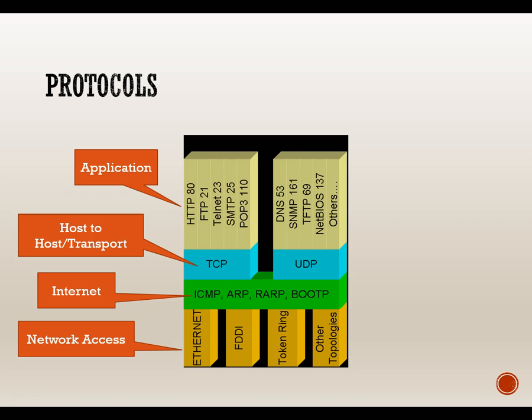A couple of additional slides, I guess. Protocols here. The protocols at the application layer, HTTP, FTP, terms you've probably heard, Telnet, SMTP, POP3, are all TCP-related. TCP, remember, uses the three-way handshake, connection-oriented, in order to start up. DNS, SNMP, TFTP, NetBIOS, and some others use UDP. UDP is connectionless, and we're going to discuss those in just a couple of minutes. At the internet layer we have ICMP and ARP, Address Resolution Protocol. Then down at network access, we have protocols like Ethernet, FDDI, token ring, and other topologies. FDDI, the fiber. We also have PPP, point-to-point protocol for wide area networks, and HDLC, the Cisco proprietary one.